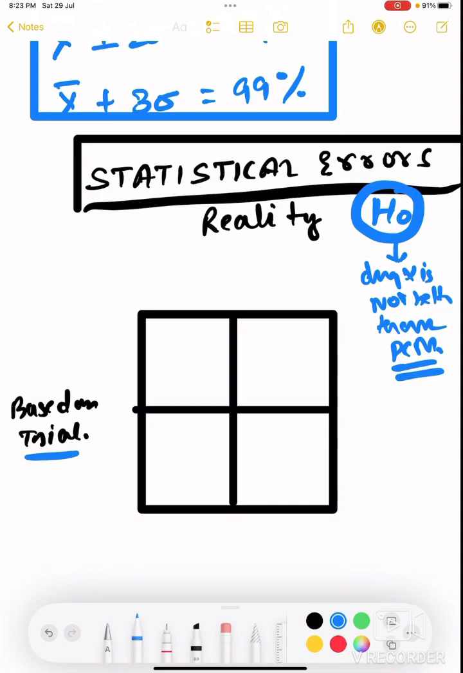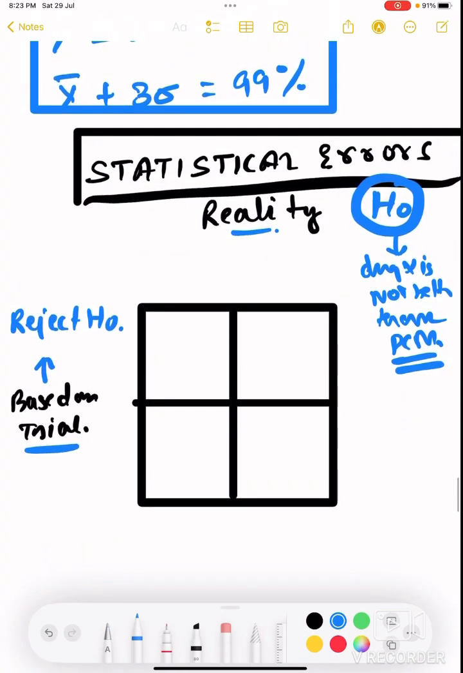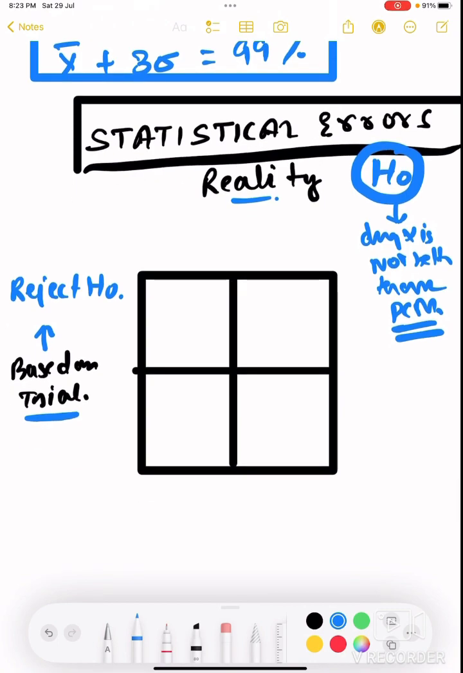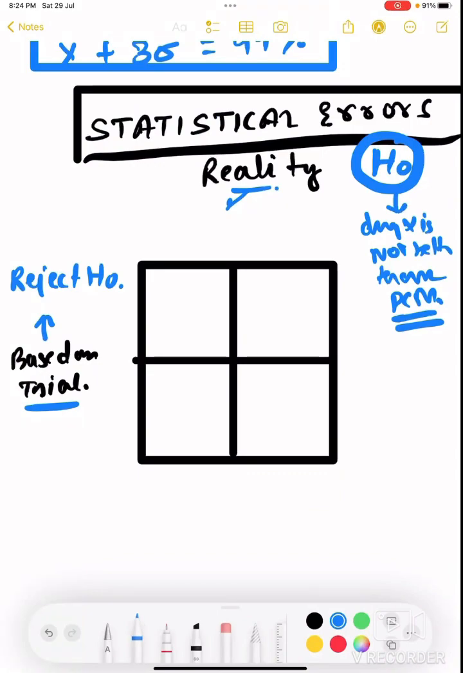So based on trial, now I am doing a trial. Based on the trial, I am telling you that drug X is actually better than paracetamol. Now what does this mean? It means that I am rejecting the null hypothesis. But in reality, the null hypothesis is true, which means that drug X is actually not better than paracetamol. But based on the trial, I am telling you that drug X is actually better than paracetamol. Now what is this? This is called type 1 error, or alpha.